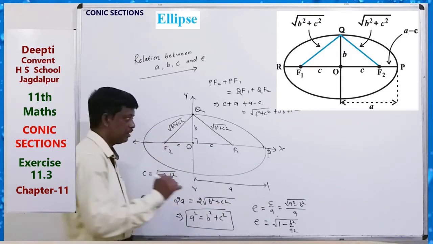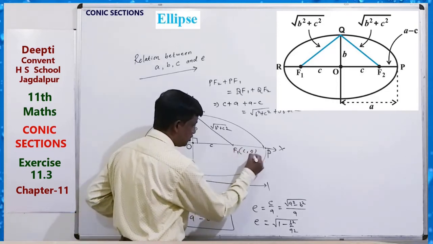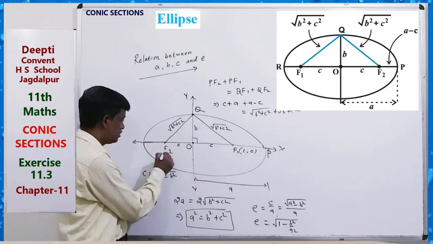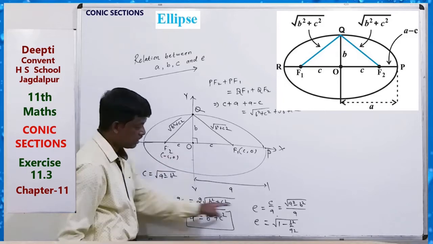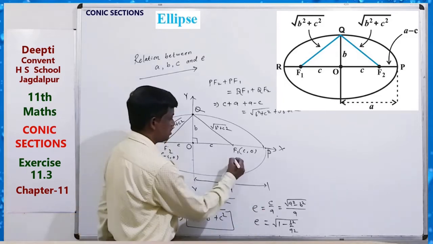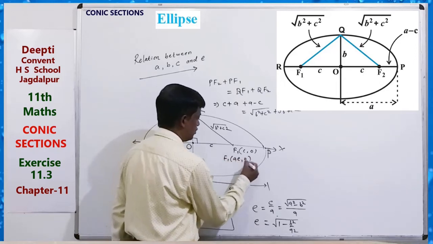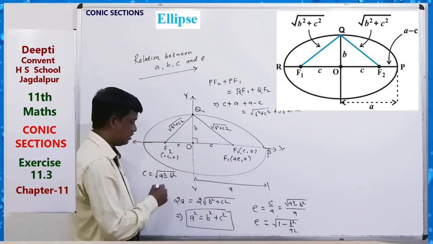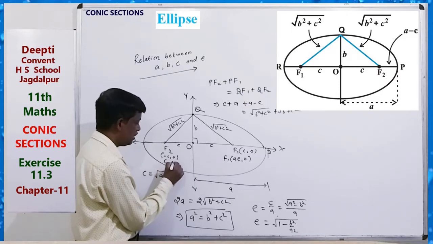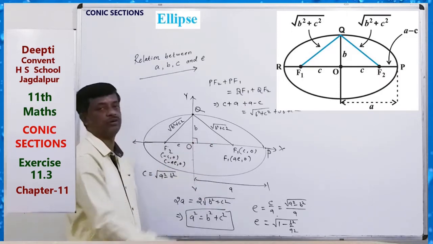So this is c, 0 focus, this is minus c, 0. So c can be written as ae. So how can the focus be written? Also ae, 0, if e is the eccentricity. Also here minus ae, 0. So these are the foci.